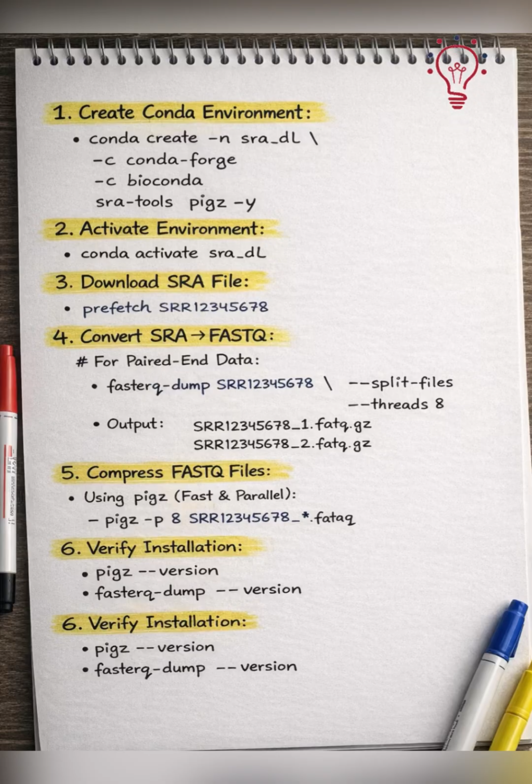Now FASTQ files can be huge, so we compress them. pigz -p 8 SRR*.fastq. This compresses with 8 threads and makes SRR_1.fastq.gz, SRR_2.fastq.gz. This is the format we typically use for RNA-seq pipelines.